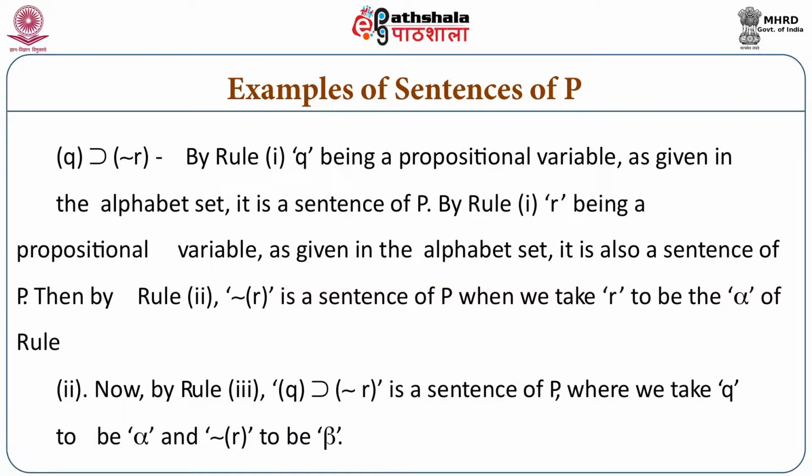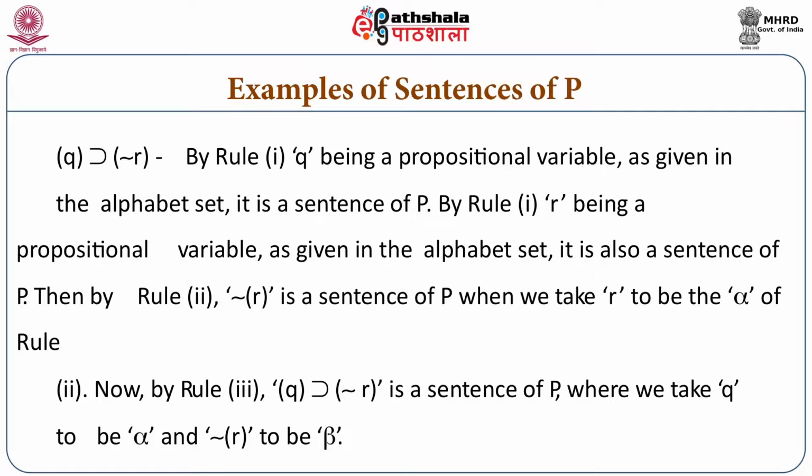Now let us look at the more complex system. Q implies not R. Is this a sentence in our system? Yes. By rule number 1, we see that Q is a sentence. We also see that R is a sentence because it's a propositional variable, and by rule number 2, negated R is a sentence. And by rule number 3, when we conjoin these sentences by implication, it becomes a sentence in our system.